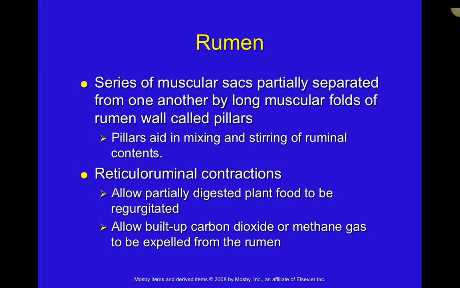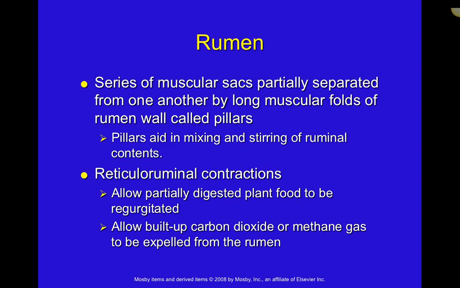Okay, the rumen is a series of muscular sacs partially separated from one another by long muscular folds of the rumen, and those are called pillars. The pillars aid in mixing and stirring of ruminal contents. Again, you have those reticuloruminal contractions, and they allow partially digested plant food to be regurgitated. So they work again with reverse peristalsis.